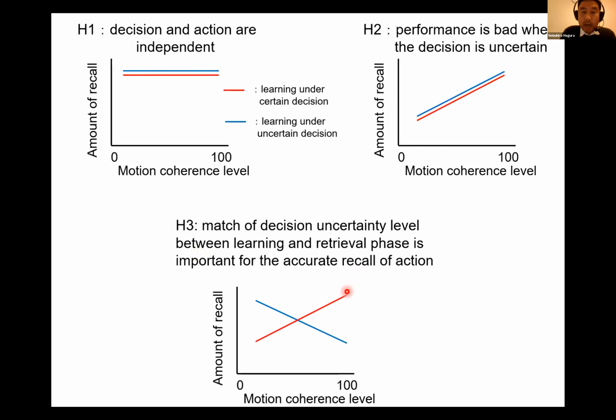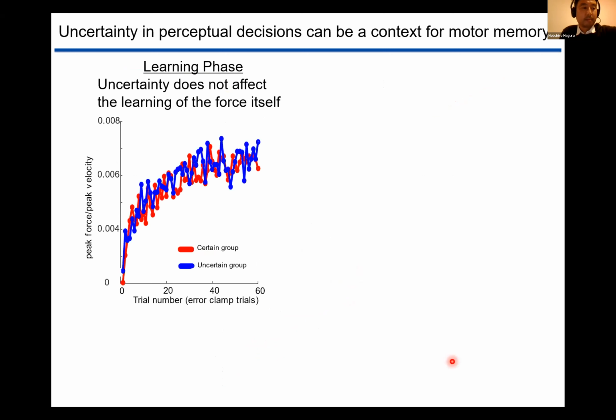Okay, so when you have learned the force field under a certain situation, when you encounter a certain situation, you can produce the force very well. But if you're in an uncertain situation, you can't recall it properly. And for the people who learned the force field under an uncertain situation, the pattern would be opposite. Okay, so this is the result.